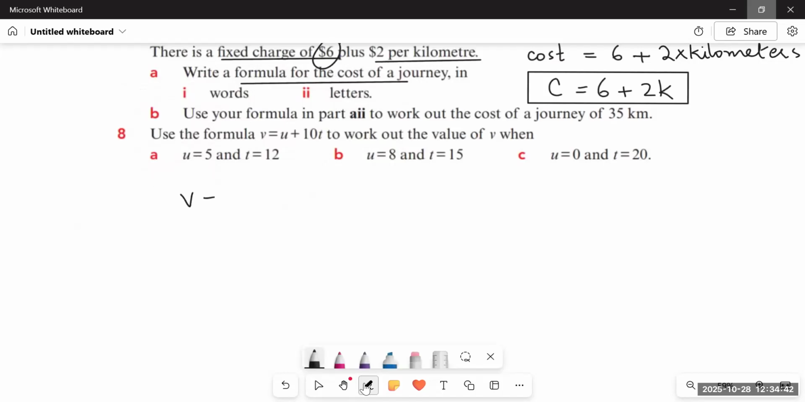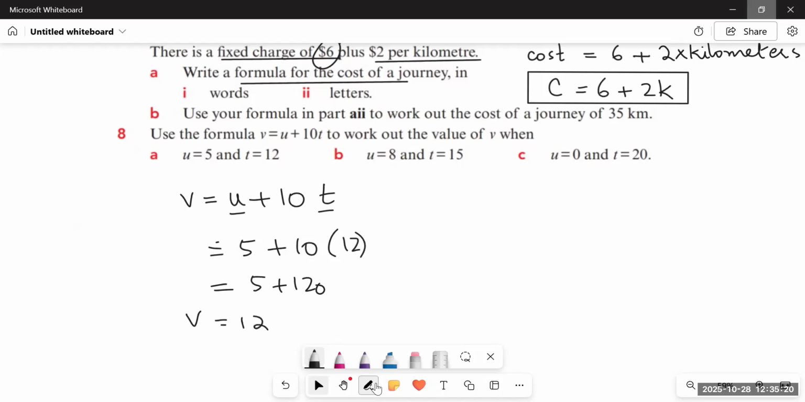So the formula we are given over here is V is equal to U plus 10T. Here we have two components, U and T. So for U, it's given as 5. For T, it's given as 12. It's just like there is a fixed charge of 5. Or we can say that, yes, whatever value of U is fixed. And then 10 is a charge with a variable T. Okay. So 10 12s are 120 and 120 plus 5 is equal to 125. So V is equal to 125 if U is equal to 5 and T is equal to 12.